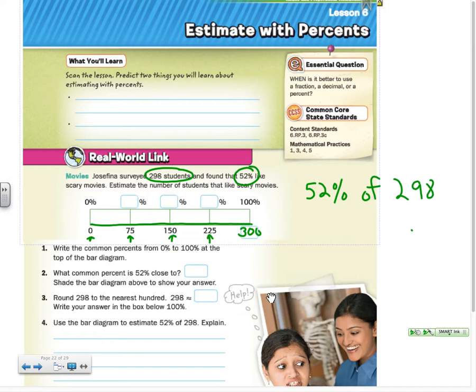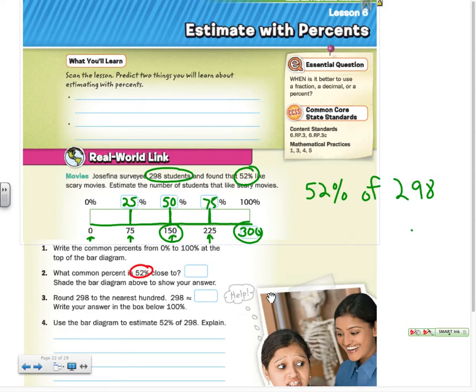Now let's look at our percents. If I look at the common percents from 0 to 100 at the top of the bar diagram, I could go from 0% to 25%, 50%, 75%. And if you notice, 50% right here is going to be half of this 300, so that's why it's 150 right there. 25% right here is 75 out of the 300, and 75% right here is 225 out of the 300.